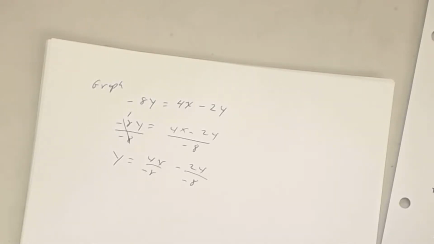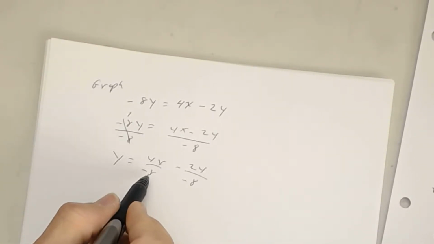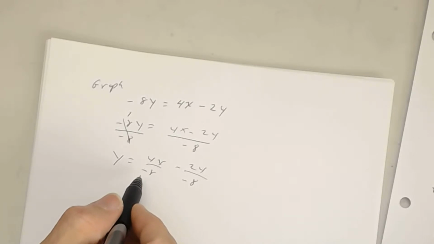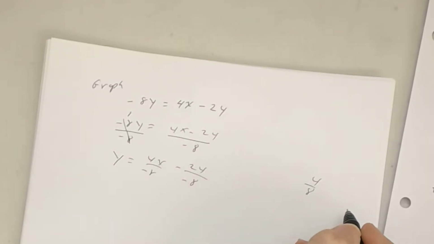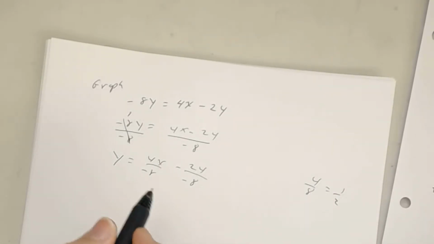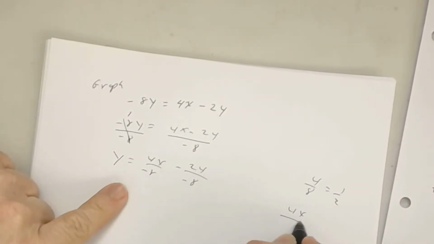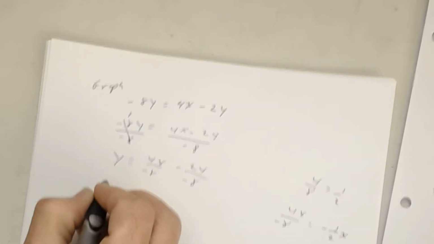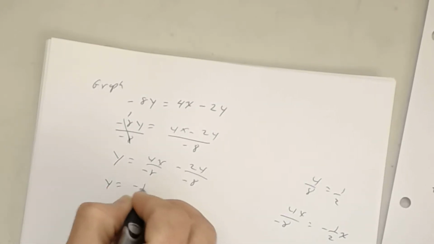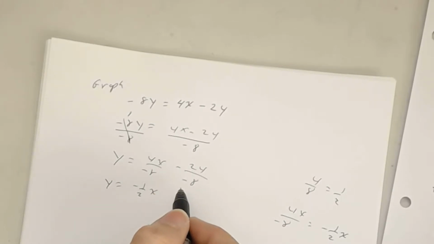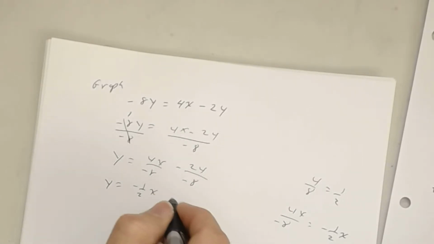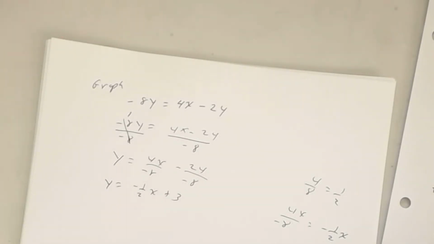Now you also got to remember that a positive divided by a negative is a negative. A negative divided by a negative is a positive. So, 4x divided by -8 is going to be negative, right? But what is 4 divided by 8? 1/2. Good. Then what is 4x divided by -8 going to equal? -1/2 x. Okay, good. So it becomes y equals -1/2 x. Now, negative divided by negative is a positive. 24 divided by 8 is 3. So there's y by itself.